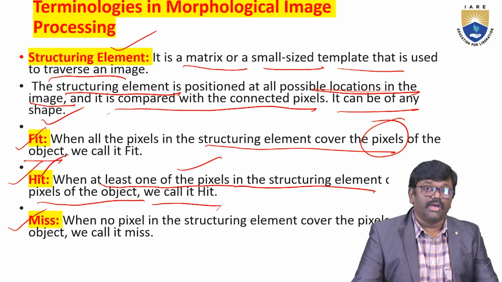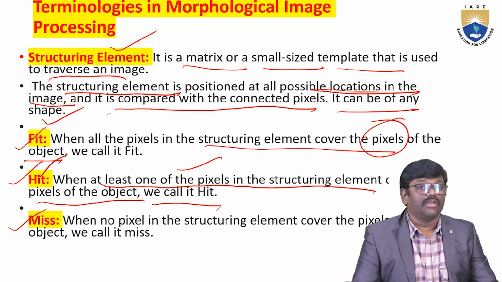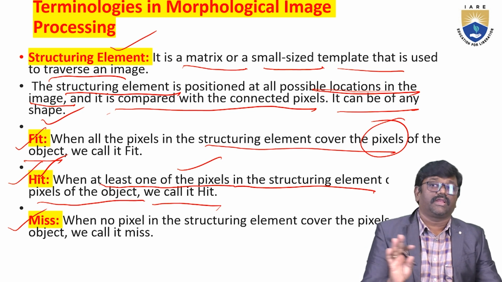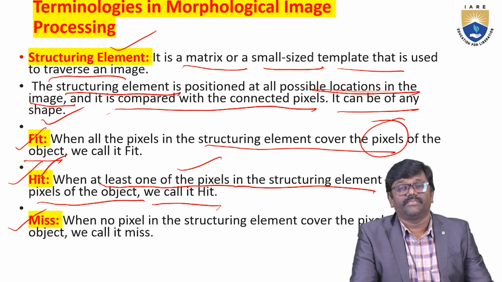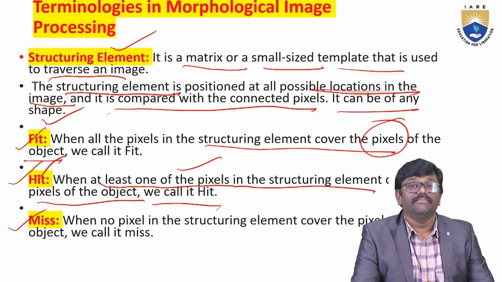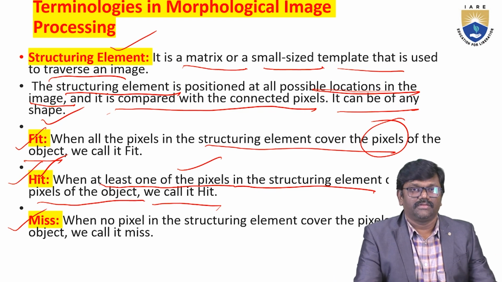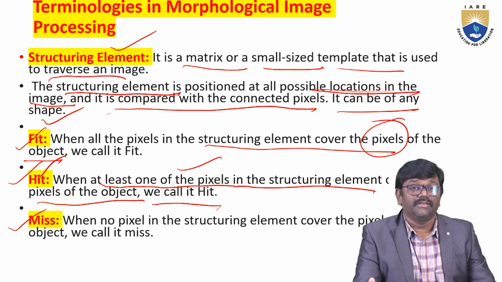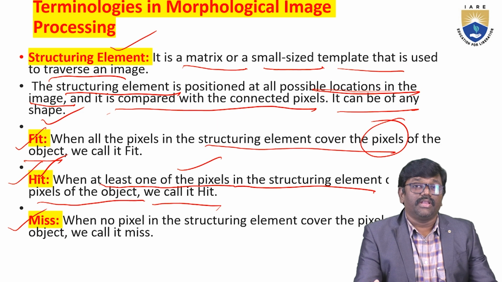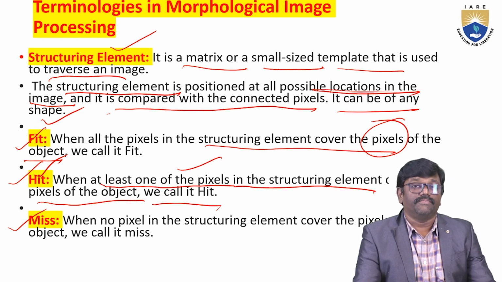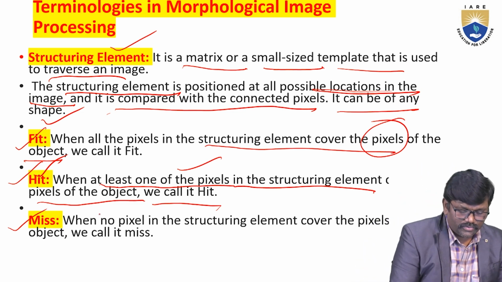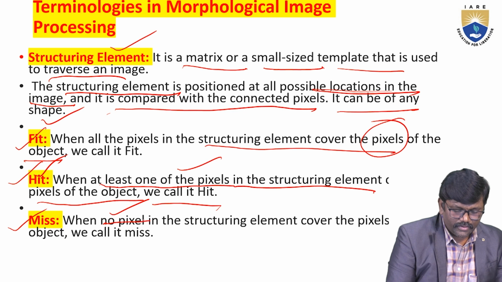Okay. Miss means when no pixels in the structuring element cover the pixels of the object, we call it a miss. No pixels. How are we defining miss in terms of the structuring element? When no pixel in the structuring element covers the pixels of the object, we call it a miss. So we can understand from here.